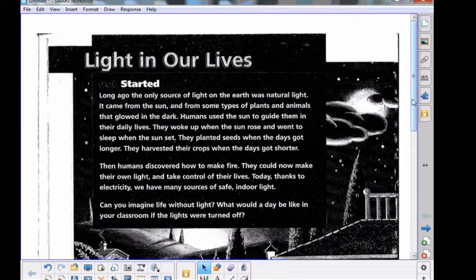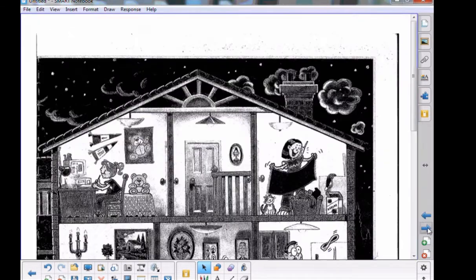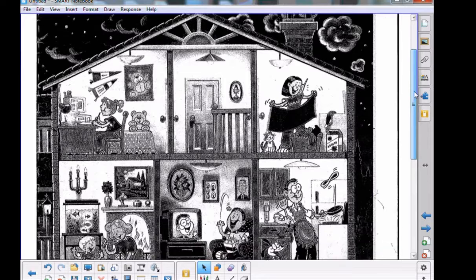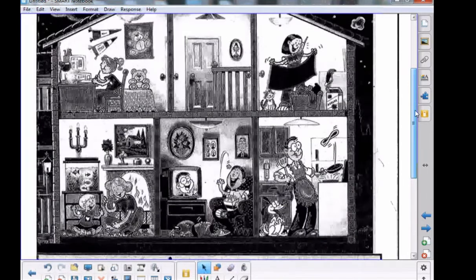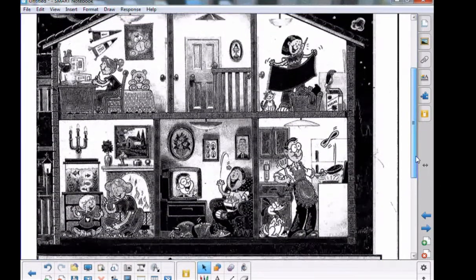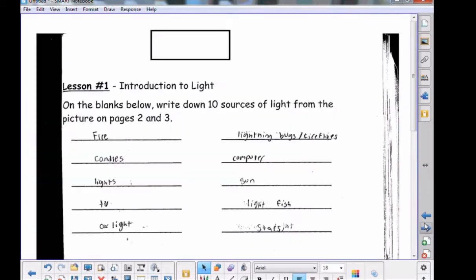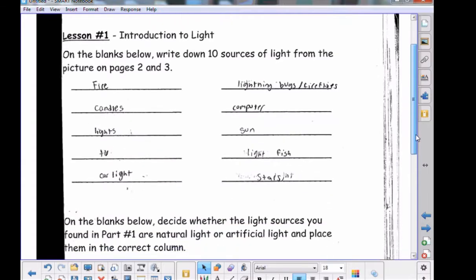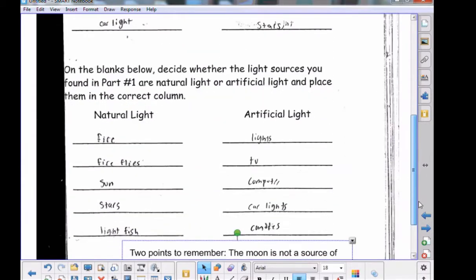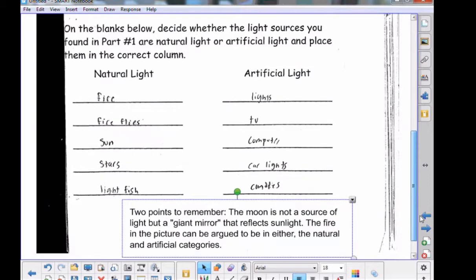They are a picture which has a lot of images in which there's artificial and natural light. And so what you are responsible for is being able to identify the difference between artificial and natural light and being able to list different types of natural and artificial light, similar to what we did here. This is 10 sources of light, 5 sources of natural light, 5 sources of artificial light.